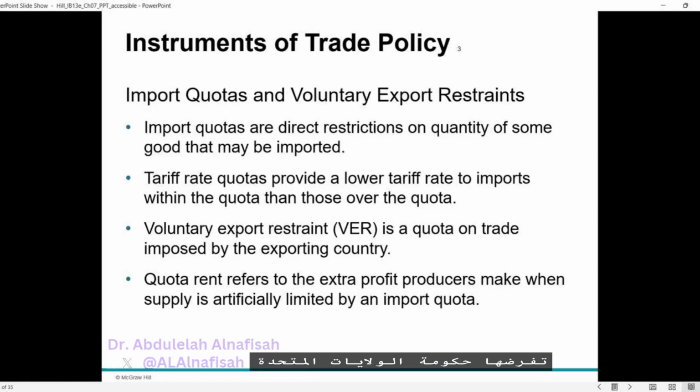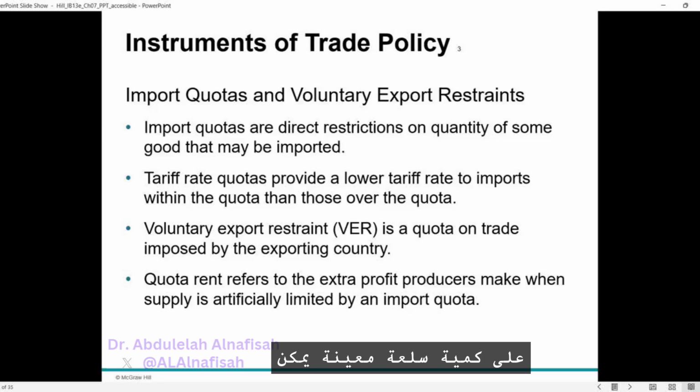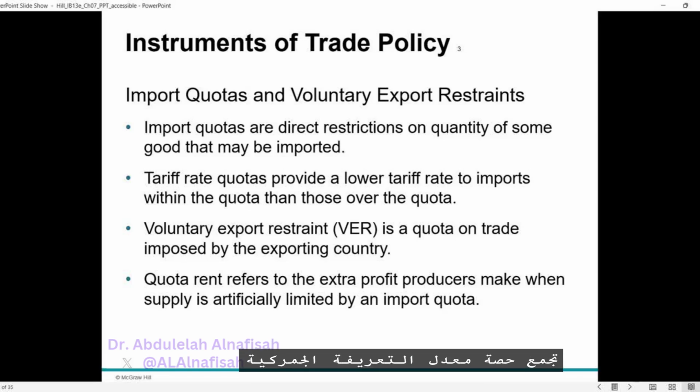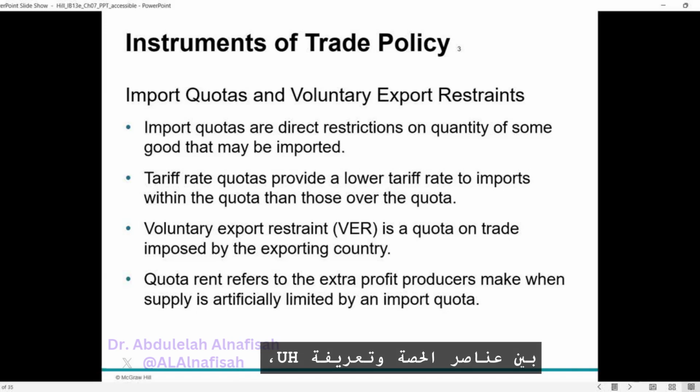Import quotas are direct restrictions on the quantity of a specific good that can be imported into a country, often enforced through import licenses granted to select individuals or firms. For instance, the United States maintains a cheese import quota where designated trading companies are allocated annual import limits. A tariff rate quota combines elements of a quota and a tariff, imposing lower tariffs on imports within the quota compared to those exceeding it, commonly observed in agriculture to restrict over-quota imports.